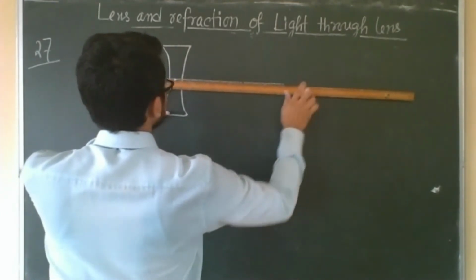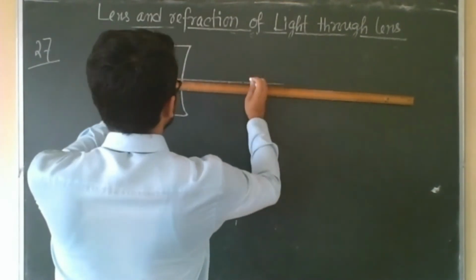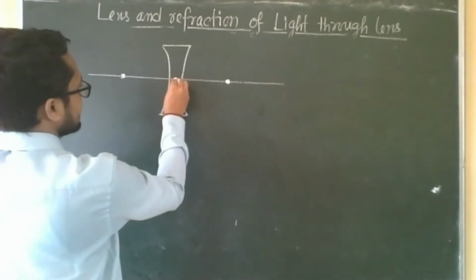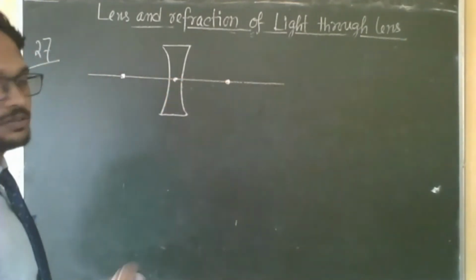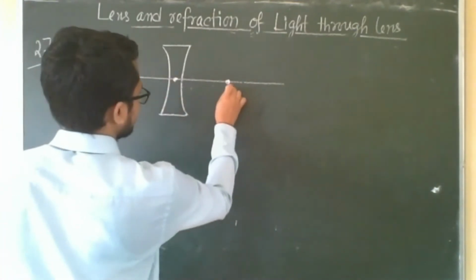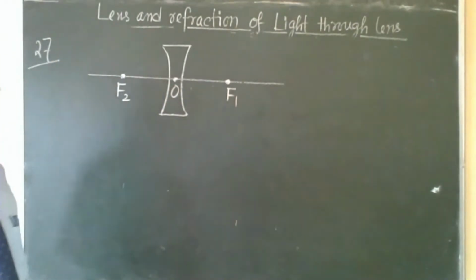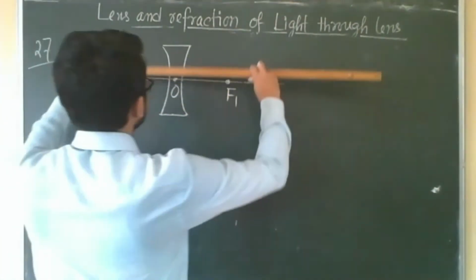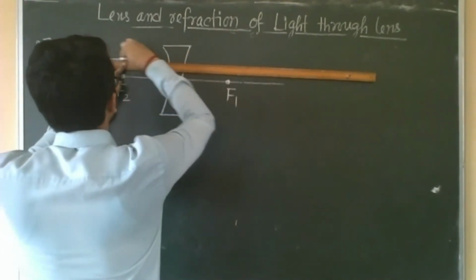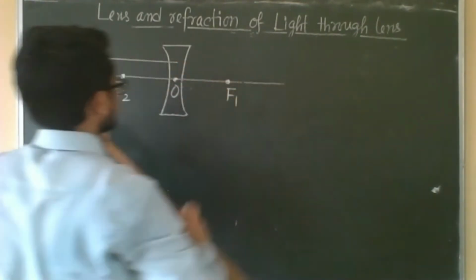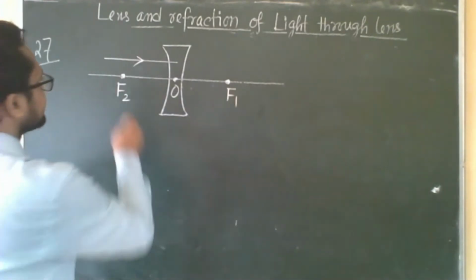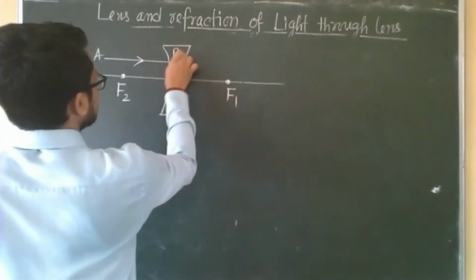From here, here and here, these two distances should be the same. Which two distances? From this point to this point and from this point to this point. That means the two focal lengths should be the same. This is F2 and this is F1, right? And this is the optical center O. Light is incident parallel to the principal axis. Give names A and B. This is A and this is B.